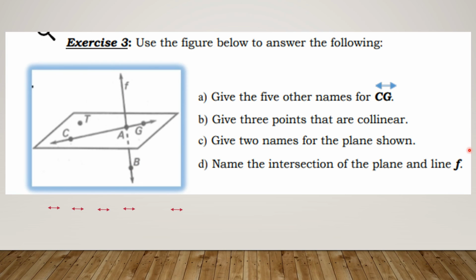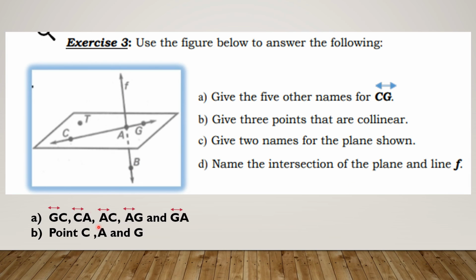So, for our answer, letter A, give the 5 other names for CG. The other name for CG is GC. We discussed a while ago that we can name this in a different order. Since it's given as CG, so is line GC. We can also name this line CA, or AC, or AG, or GA. That's it, the other 5 names of the line CG.